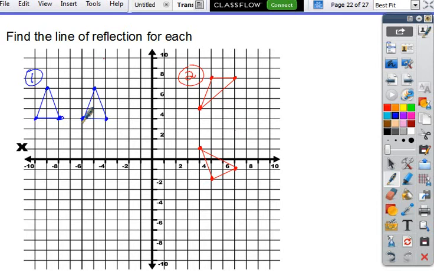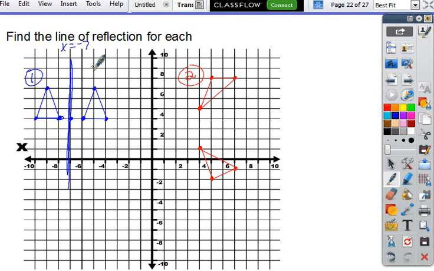Draw a line. Which kind of line does it need to be? If it's vertical, what does vertical automatically tell me about what the equation looks like? Y equals... Nope, x equals. If it's straight up and down, it's always an x equals line, because it's going to hit the x axis. So this would be x equals negative 7.